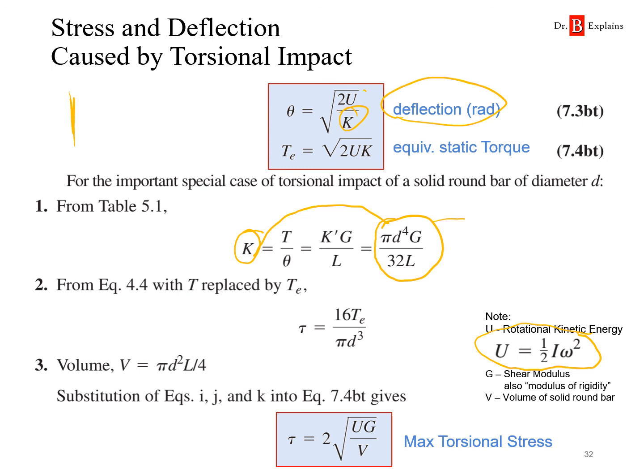If you want to calculate the maximum torsional stress, then we'll use this equation over here, where tau is 2 times the square root of U times G divided by V. Again, U is rotational kinetic energy, G is the shear modulus, and V is the volume of a solid round bar.